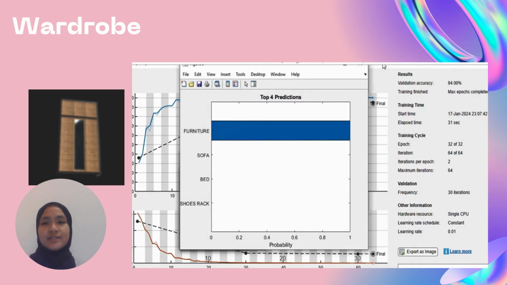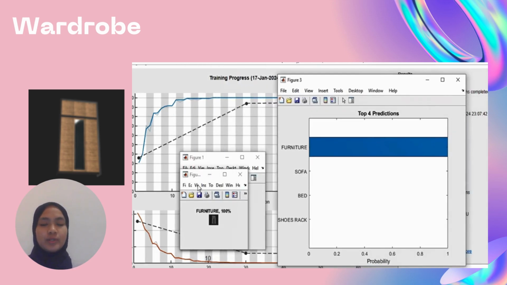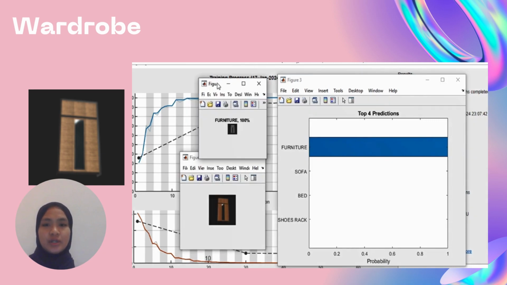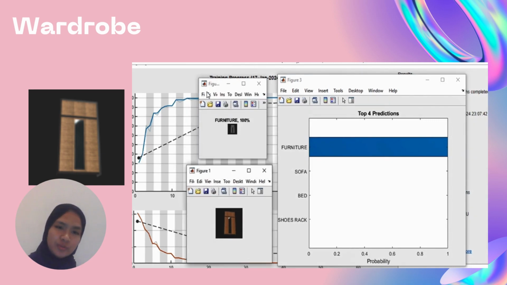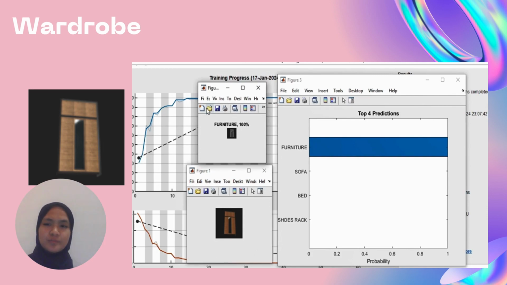And we can see now MATLAB has predicted the picture, and it shows that the picture is actually a wardrobe with a 100% probability, referring to the prediction. You can see that the wardrobe got the highest probability, which is correct since it is a wardrobe.